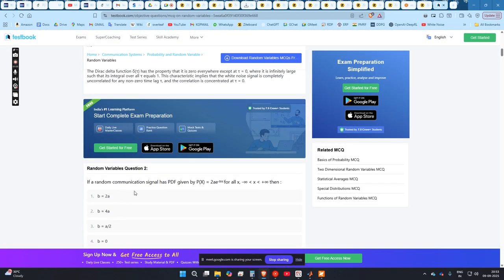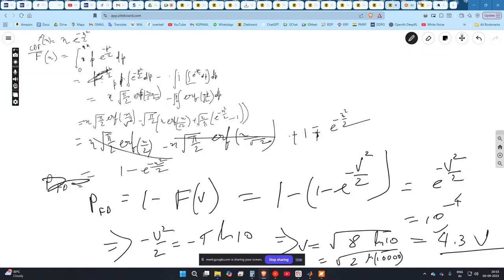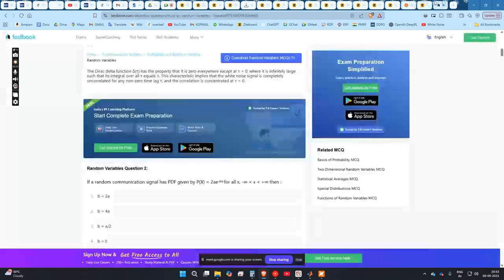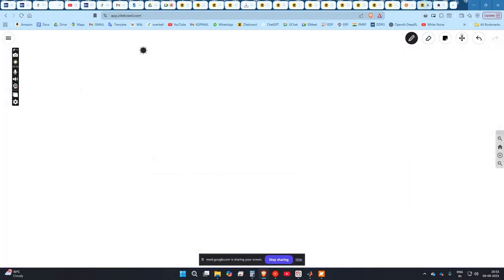If a random communication signal has a PDF given by p(x) equal to 2a e to the power minus b mod x, then the relation between b and a is. So here a PDF, the probability density function f(x), is given to be 2a e to the power minus b mod x.